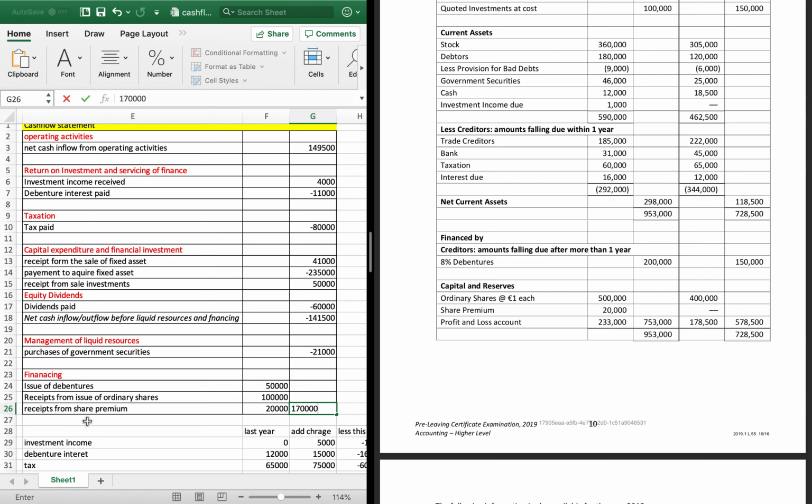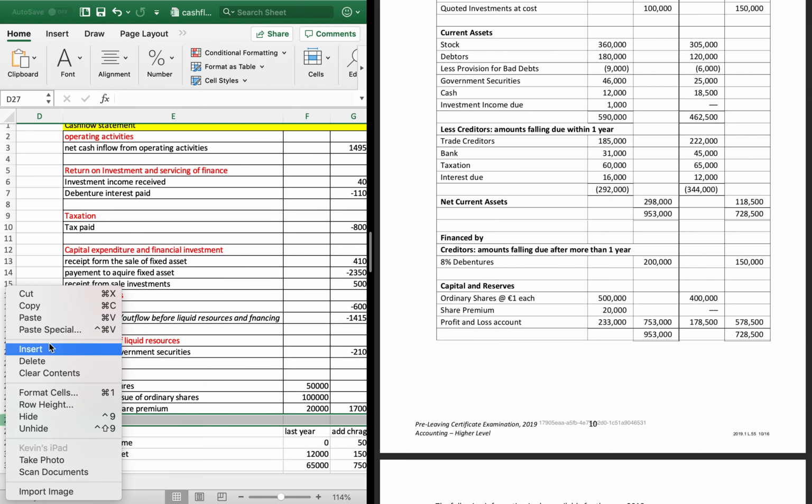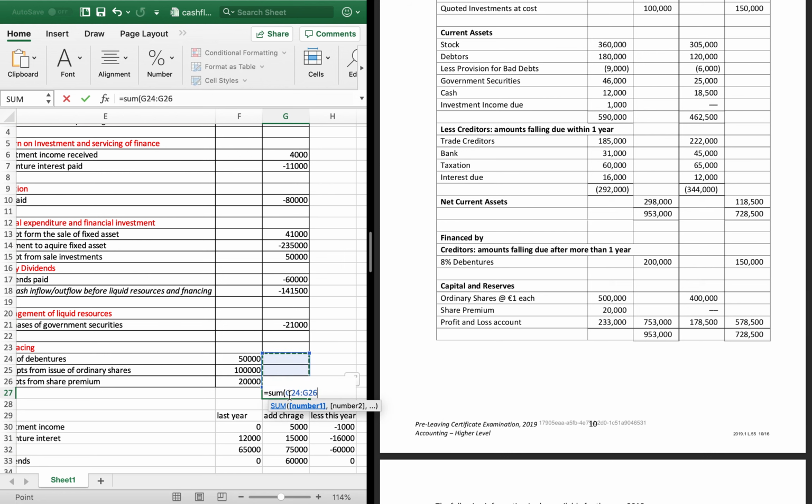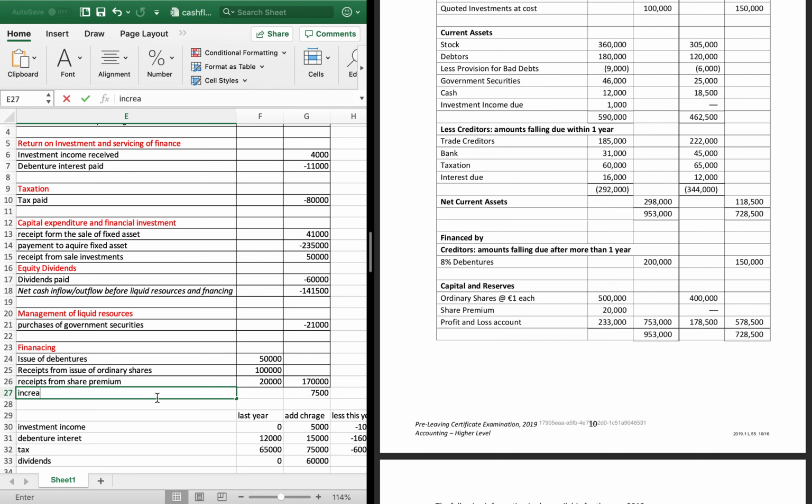Then let me just stick in an extra line here. If you do the sum from there, as far as here, you get your increase or your decrease in cash. So 7,500. Now I can check that that's right by just looking at my cash and my bank figures. So my cash here has gone down by 6,500, but my bank overdraft has gone down by 14,000. So the difference between 14,000 and 6,500 is my 7,500. So that increase in cash is right.